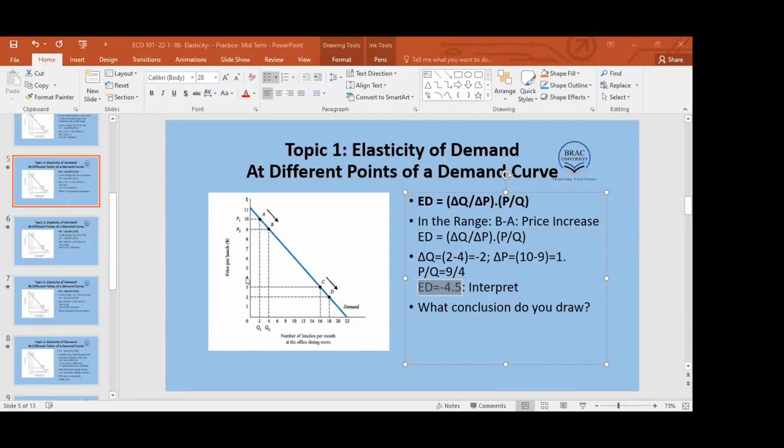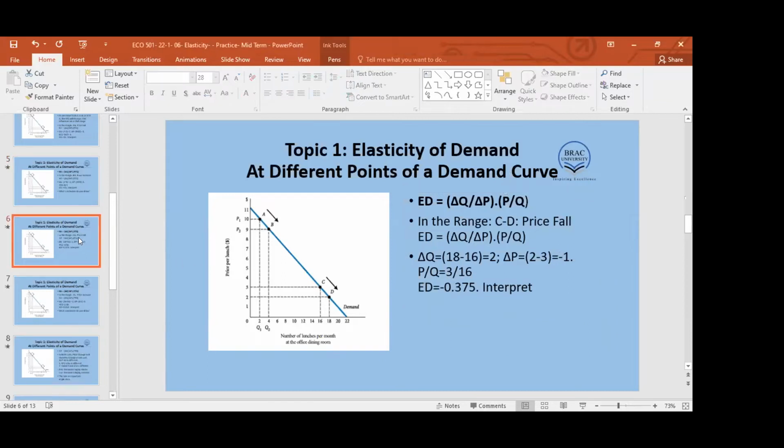Okay, now what comes next? Now I think everybody should understand the CD part very well. In CD, the price is falling, so del P again is negative because price has fallen. From C to D, quantity has increased from 16 to 18, so del Q is positive. Because we are in the inelastic part of the demand curve, what happens? The P by Q ratio is now less than 1. So what does that mean? Elasticity of demand is 0.375.